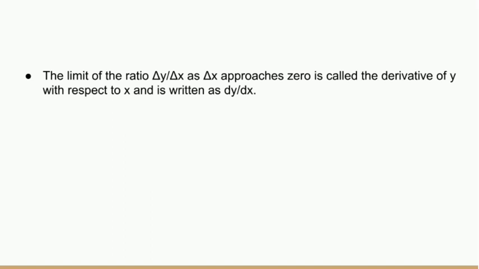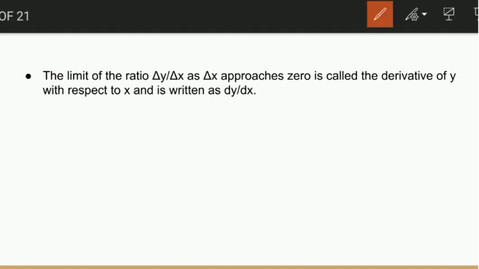The limit of the ratio delta y by delta x as delta x approaches 0 is called the derivative of y with respect to x and is written as dy by dx. Is that okay? So this dy by dx is what we call the derivative, and we got that by limiting delta x to 0. So it's quite similar, we need not complicate it.